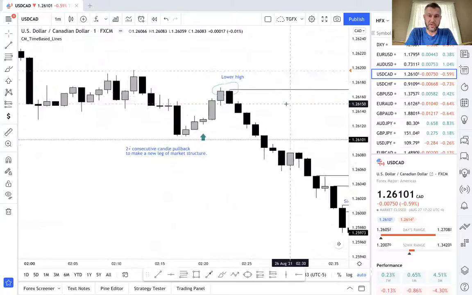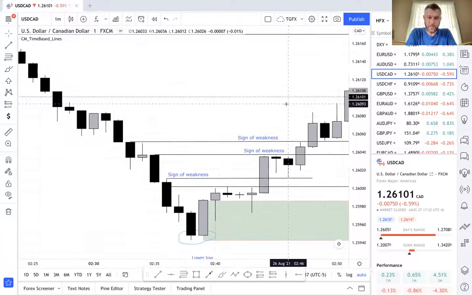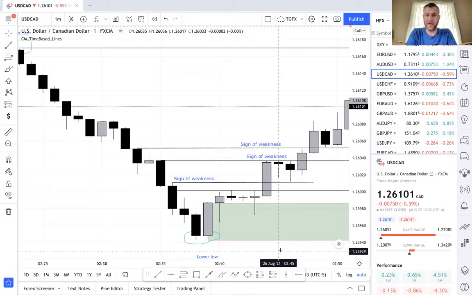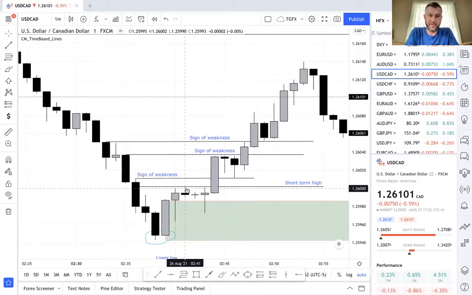As it starts to drop, what you'll notice is it comes into an area where price starts to pull back. This is the 2 candle pullback. So this could just be moving up and coming down again and just making that structure. But what we start to look for is short-term highs and signs of weakness. This candle broke this wick, that's a break of a short-term high. I went ahead and marked it up here.